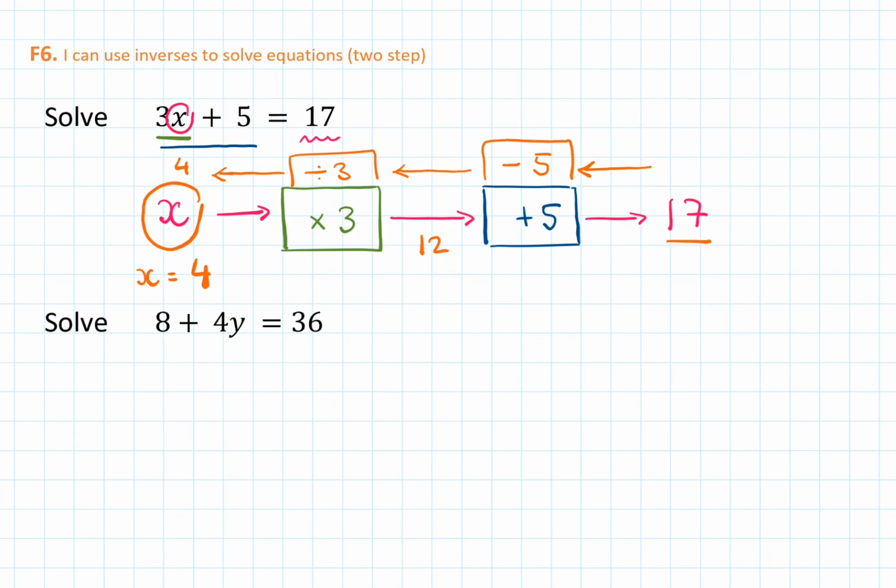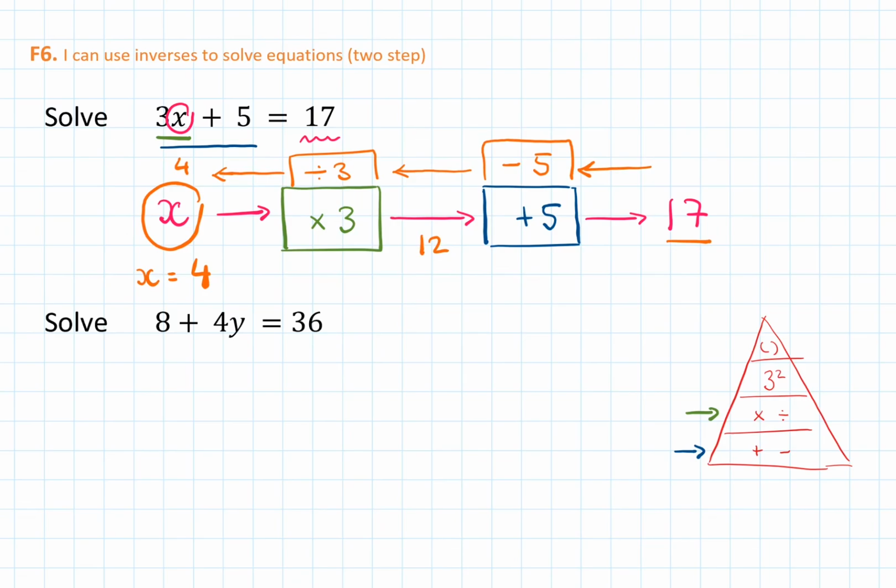Here we need to remember the order of operations. Remember that the order of operations goes as such. At the top level we have brackets, and then we have indices, and then multiplication and division, and addition and subtraction. That means that we will do multiplication before we do addition, because multiplication takes priority over addition.